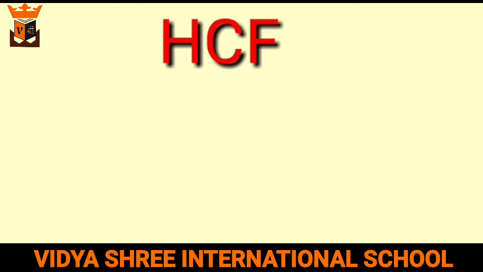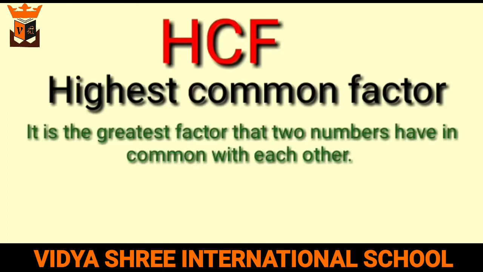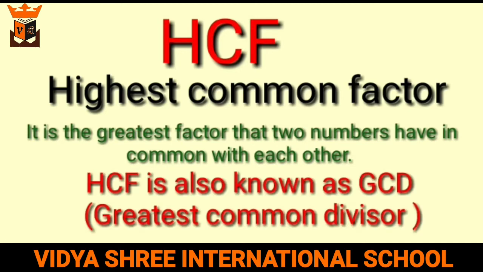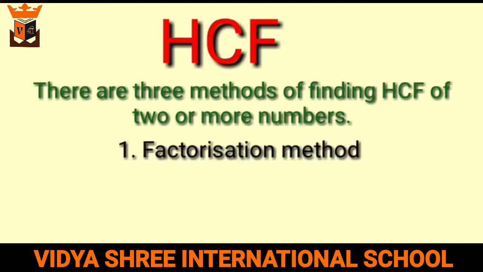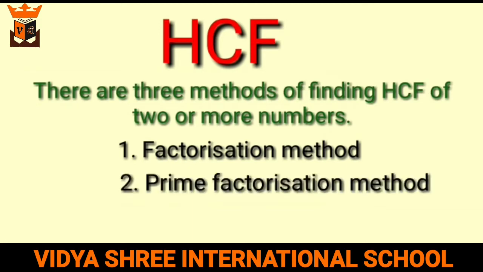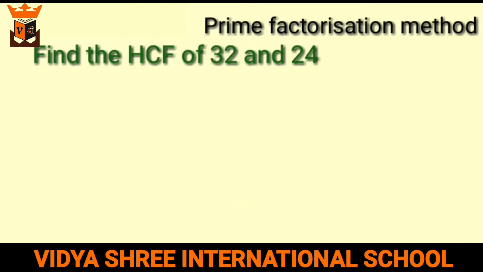HCF is the highest common factor. It is the greatest factor that two numbers have in common with each other. HCF is also known as the greatest common divisor. There are three methods of finding HCF of two or more numbers. First one is factorization method. Second one is prime factorization method. And the third one is division method. But in today's video, we will discuss prime factorization method.